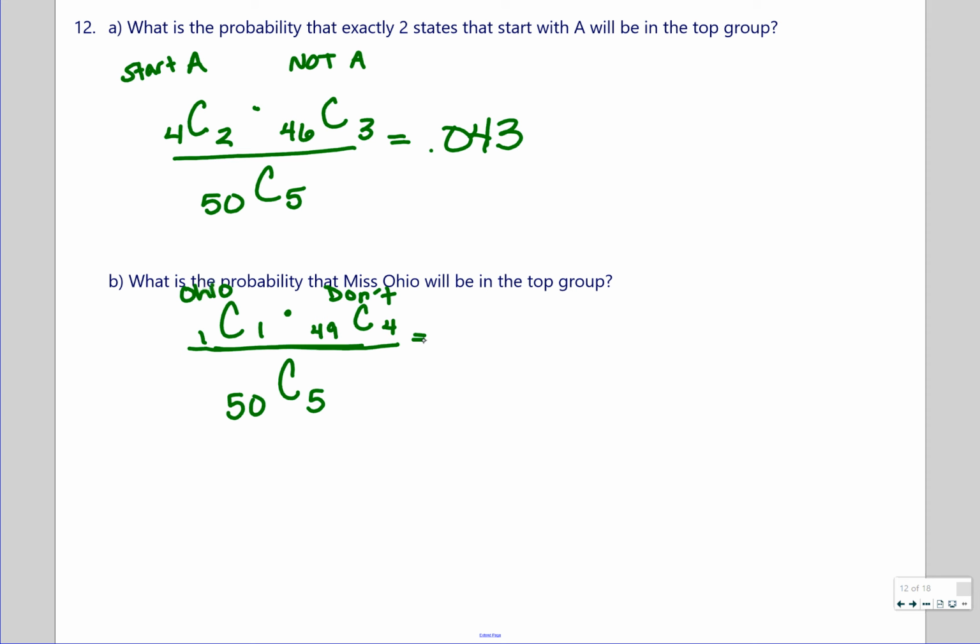So 1 choose 1 is just 1. So it's really 49 choose 4 and 50 choose 5 is what you're dividing here. Or you can type it all in. It's a pretty good probability. She's got a 10% chance making top 5. Okay. Good there?